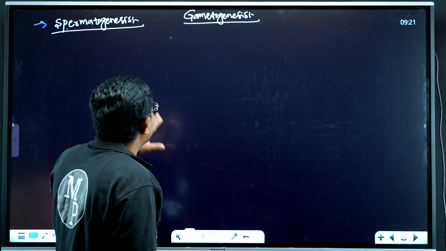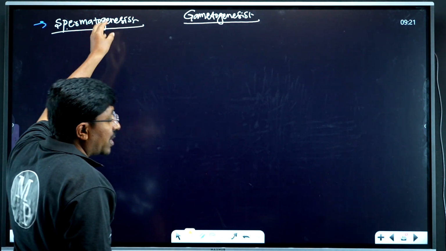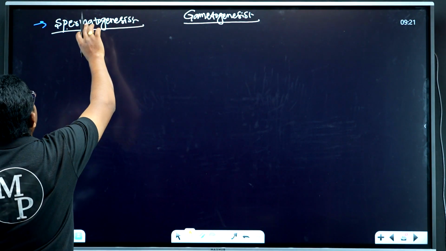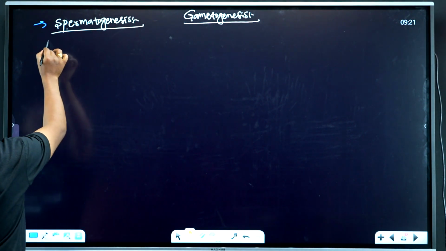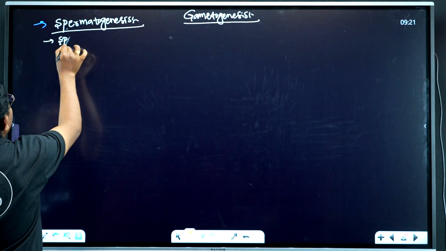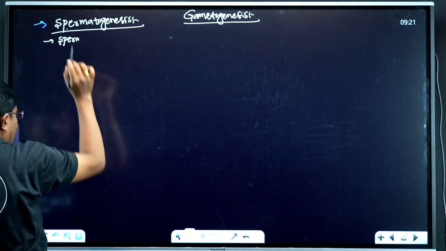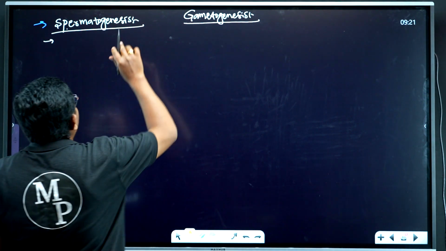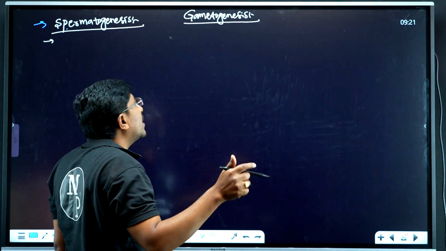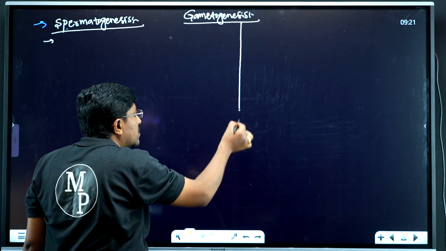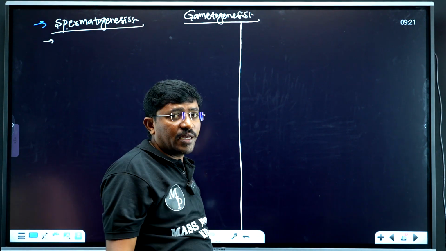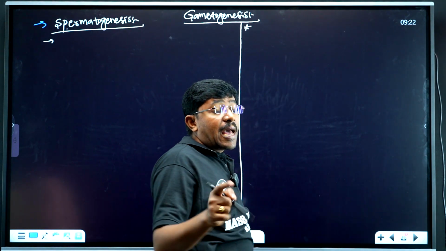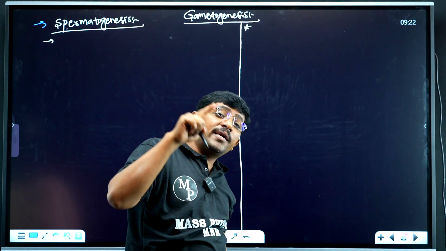Now we will discuss the male reproductive system process, that is sperm production, the spermatogenesis process. Generally in the human male, the spermatogenesis process begins at puberty age. Very important point: gametogenesis in males starts at the puberty age.